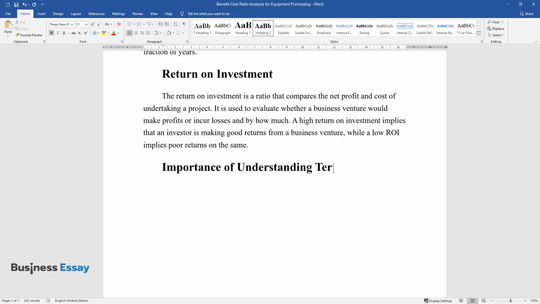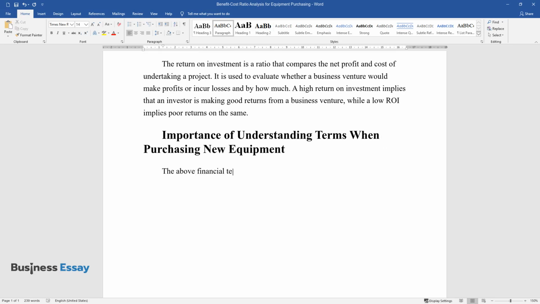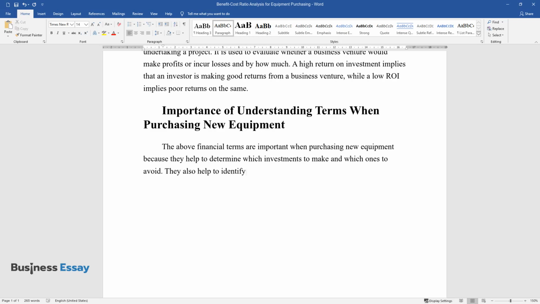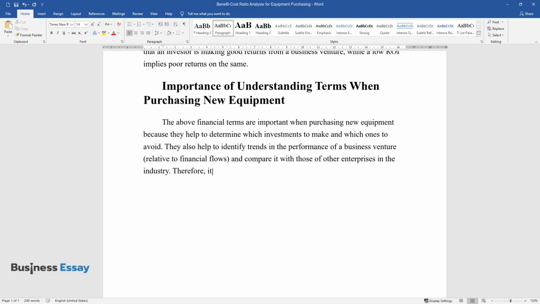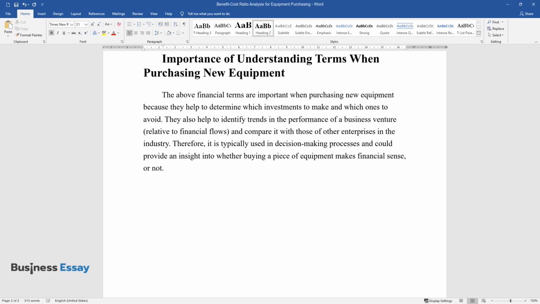Importance of understanding terms when purchasing new equipment. The above financial terms are important when purchasing new equipment because they help to determine which investments to make and which ones to avoid. They also help to identify trends in the performance of a business venture relative to financial flows, and compare it with those of other enterprises in the industry. Therefore, it is typically used in decision-making processes and could provide an insight into whether buying a piece of equipment makes financial sense or not.